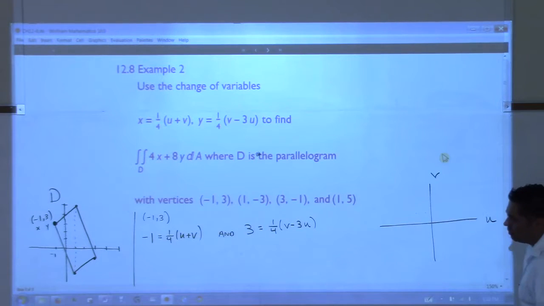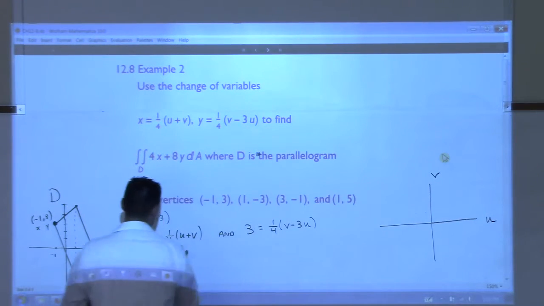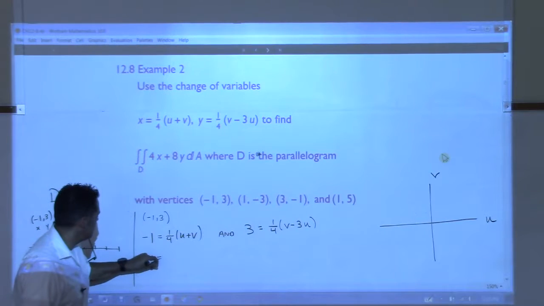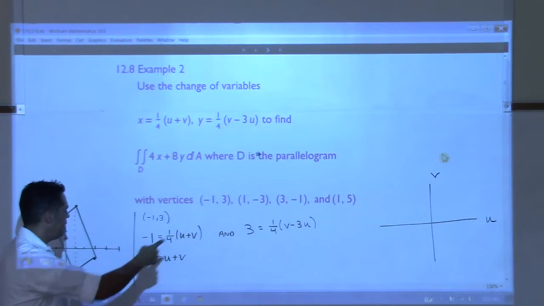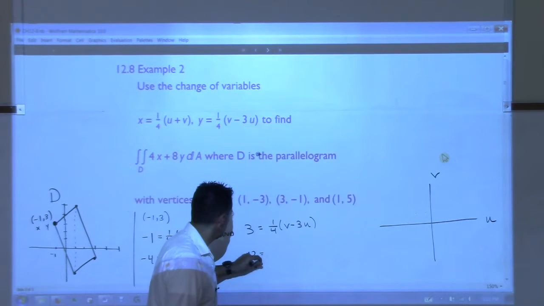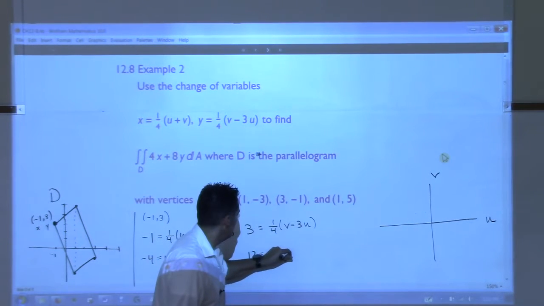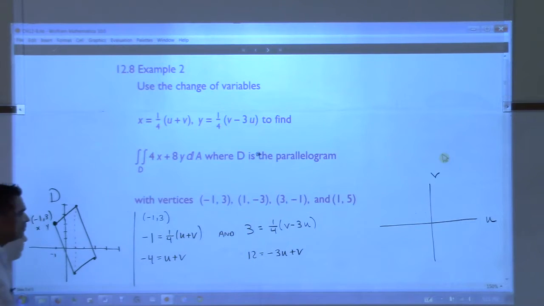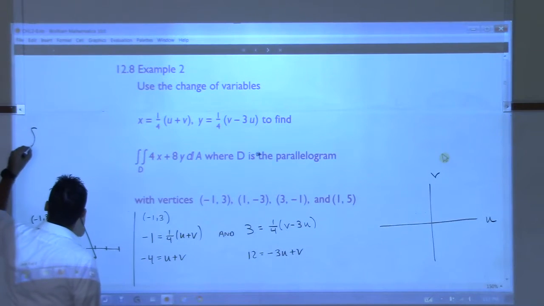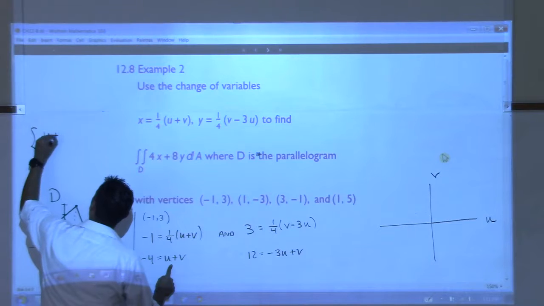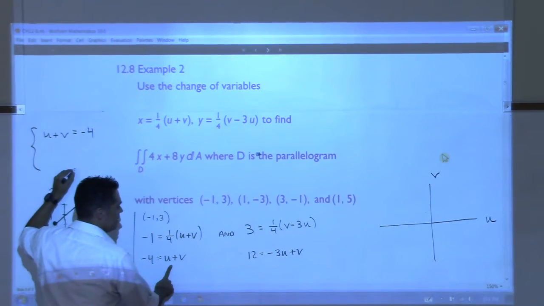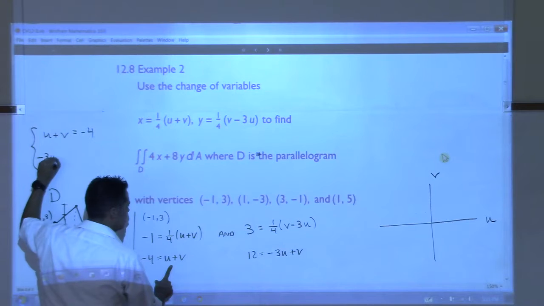All right, so let's see what goes on here. Let's multiply both sides by 4 here. We get -4 equals u plus v. And if we multiply both sides by 4 there, we get 12 equals -3u plus v. And what do I have now? Two equations, two unknowns, right? System of linear equations. So you can kind of choose how you solve these. I think I'll do a matrix over here, our system of equations. I'm going to do u plus v equals -4, and the other one is -3u plus v is 12.